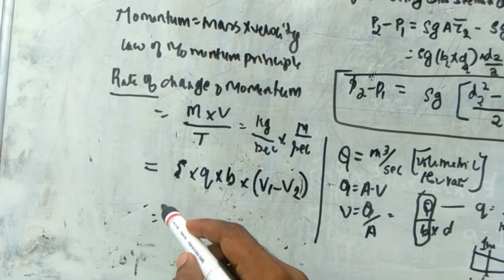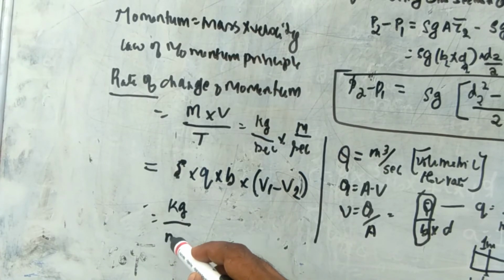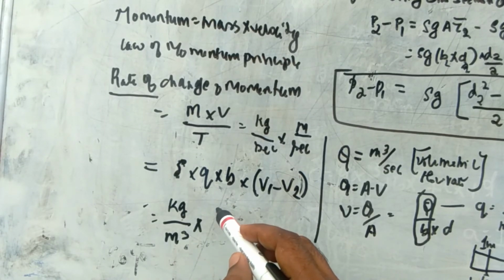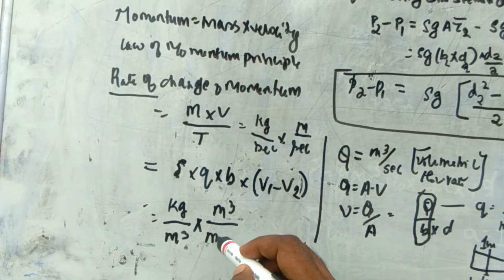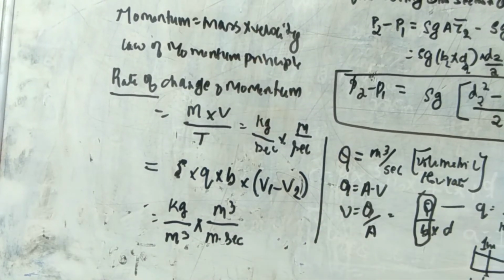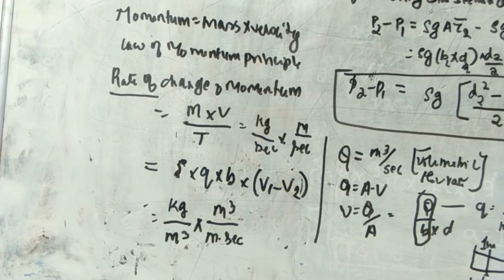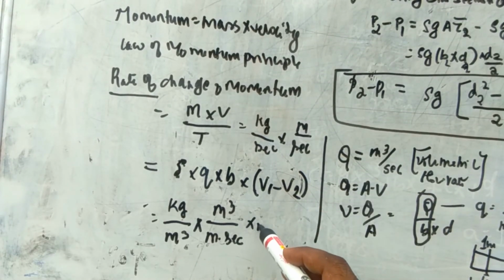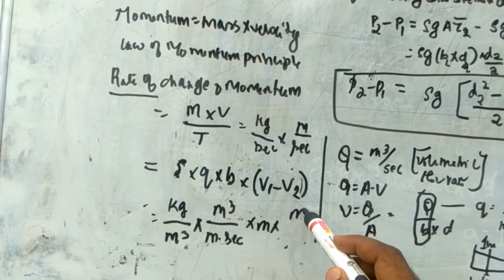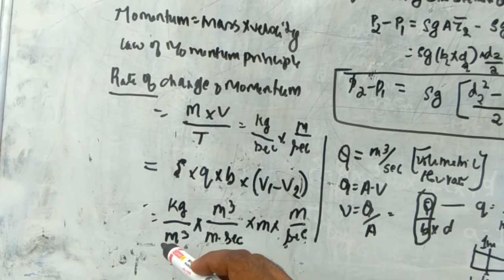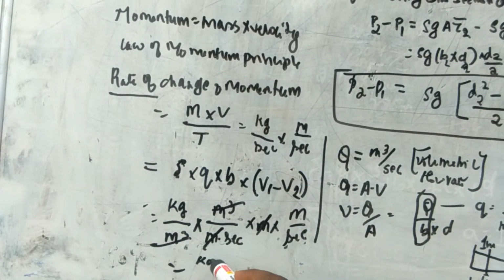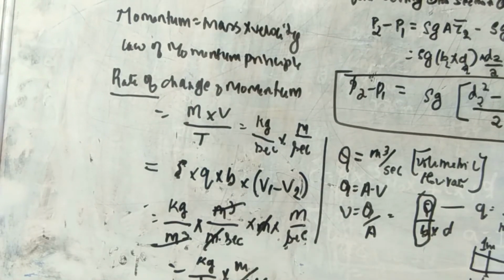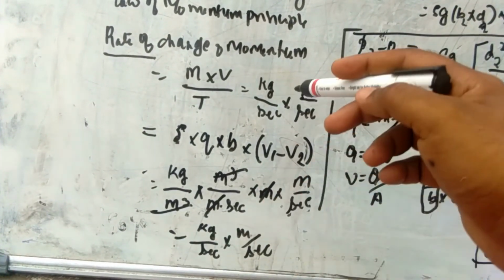So here I can write the density in kg per meter cube, and q, discharge per unit width, in meter cube per meter per second, into b in meter, and this one is velocity in meter per second. Finally, meter cube will cancel, meter will cancel, so the final answer we get is kg per second into meter per second.